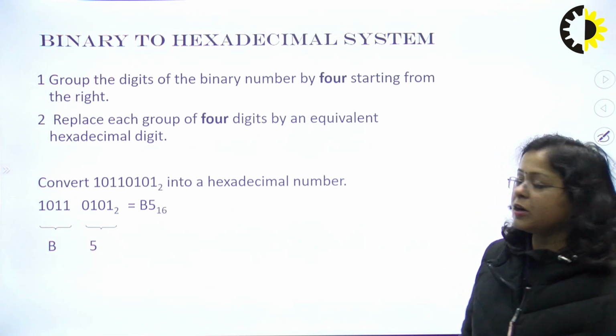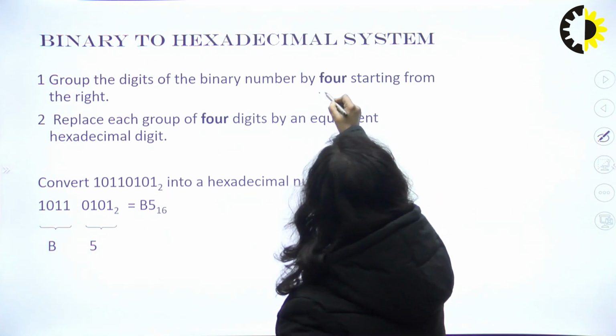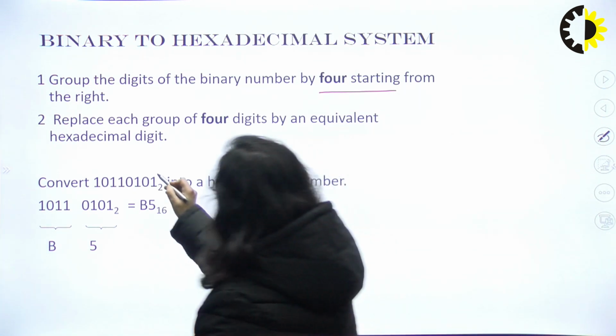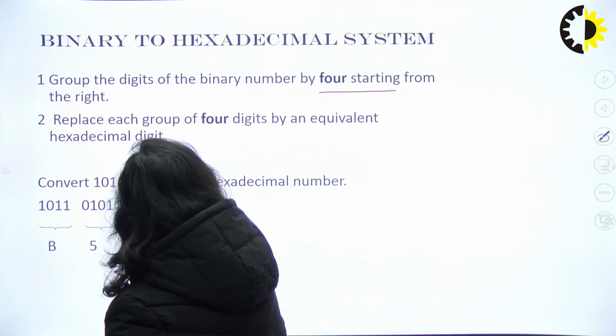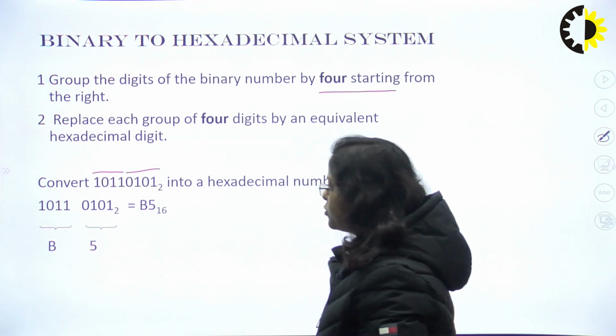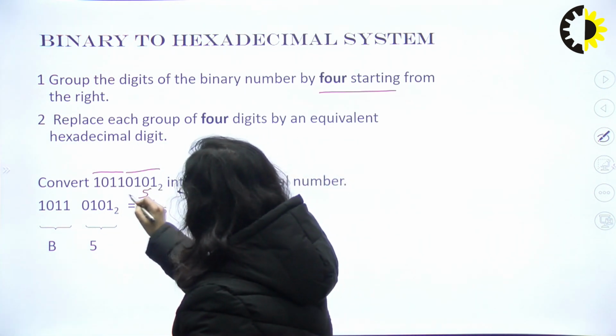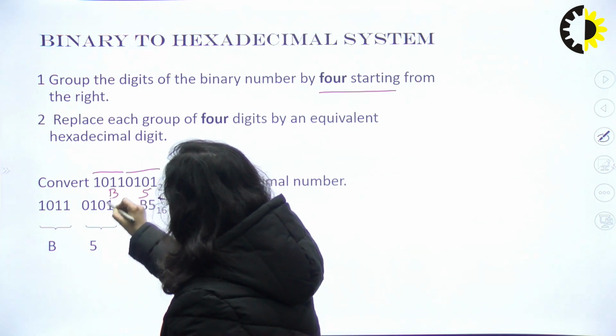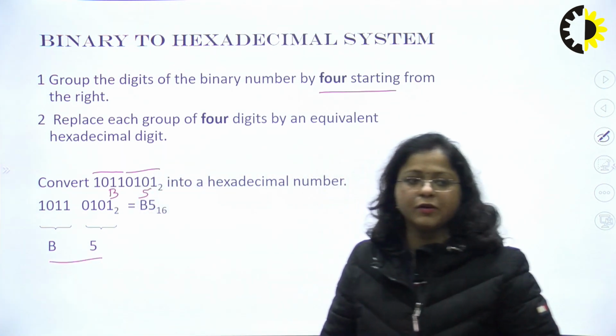And if we have to convert binary to hexadecimal, then we group in the form of 4 digits. For example, if this is the number, then we group it into 4: 0101 is 5 and 1011 is 11, which is written as B. So the resultant number will be B5.